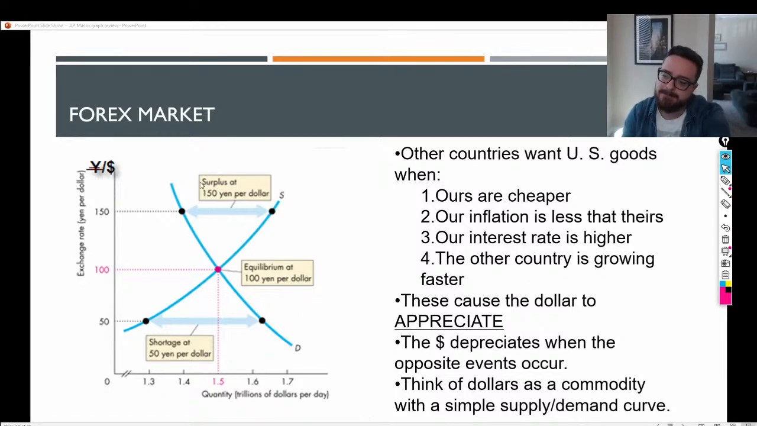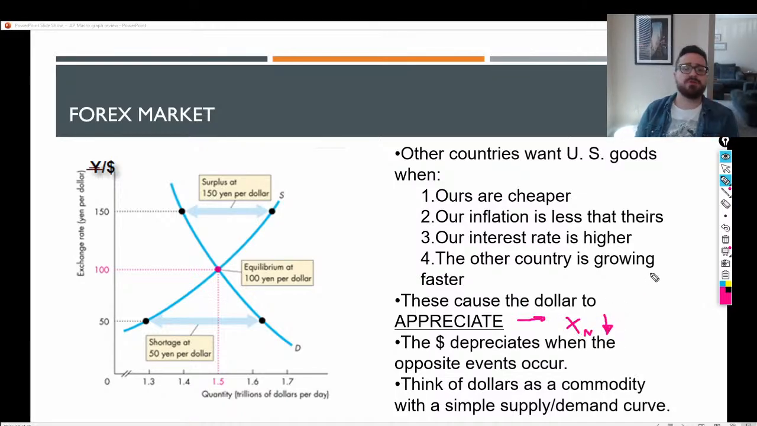It would take more yen to get a dollar at a higher level of demand, right? It'd be more yen per dollar, so the dollar is worth more in terms of yen. That matters when it comes to exports and imports, because if your currency appreciates, this came up in class a couple days ago, your net exports will start to fall.